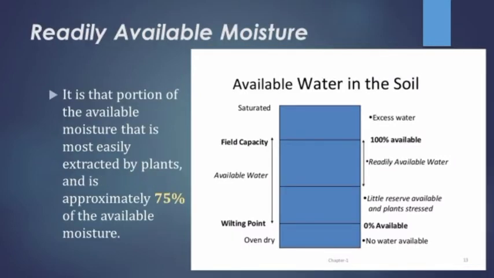Then what is readily available moisture? It is the moisture content that can be easily or readily available for the roots. It will not be any hardship for the roots or the plants to take it. It will be very easy. It is the portion of available moisture that is most easily extracted by plants, and it is approximately 75% of the available moisture, the top 75% as shown on the right side of the figure. Readily available moisture will be 75% of available moisture.